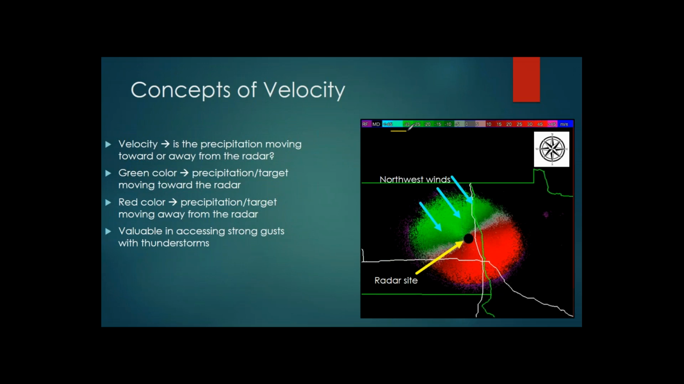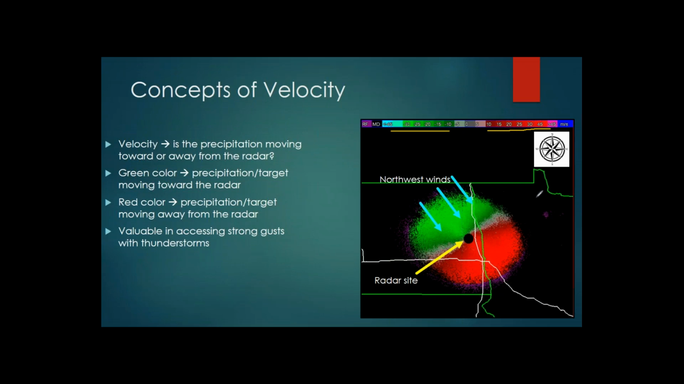You can see these minus 30 to minus 20s, which would be incoming, okay, and then outgoing would be the reds and away. Of course, when you get higher and higher up in the atmosphere, the winds will be stronger, so you're looking for things as close to the ground as possible. In this case, all your greens are coming in on the northwest side of the radar, and all your reds are going away from the radar.